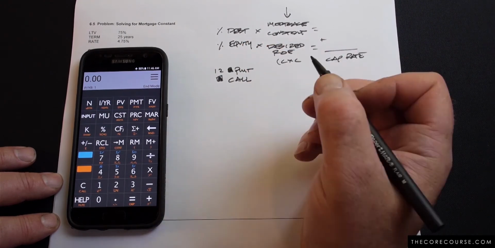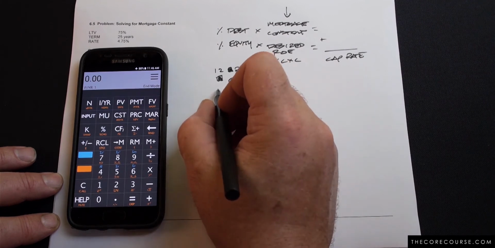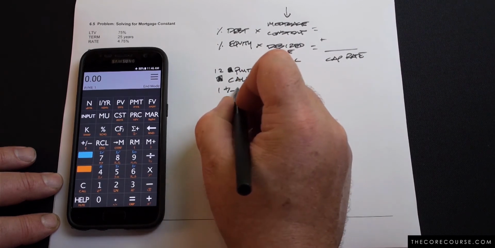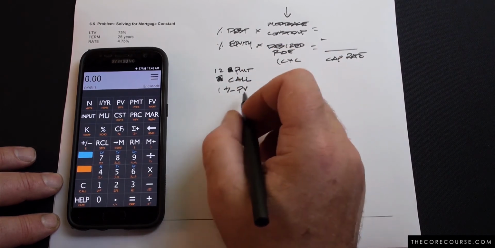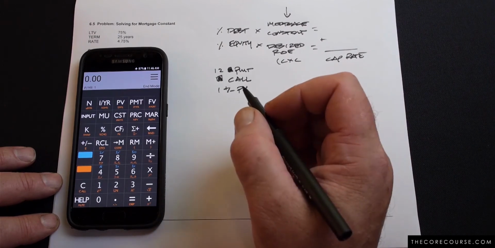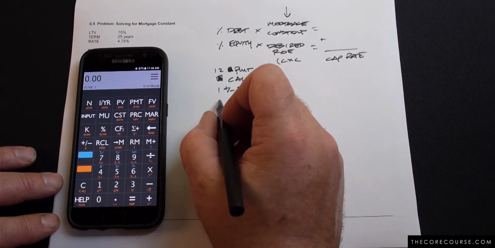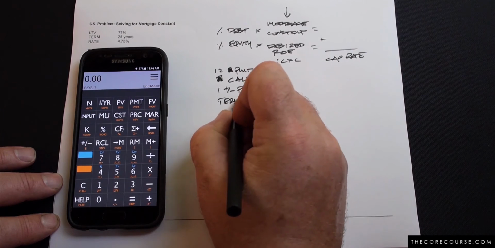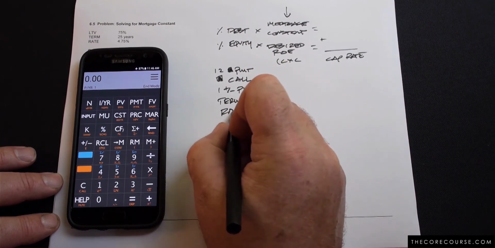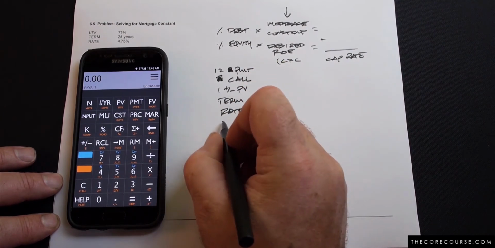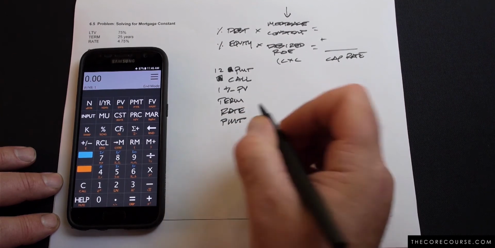So we'll do this in 12 payments per year. Then we put -1 into present value, so 1 plus or minus PV, and it's always done that way. Then we'll enter the term and the rate of the note, and then we'll solve for the payment.